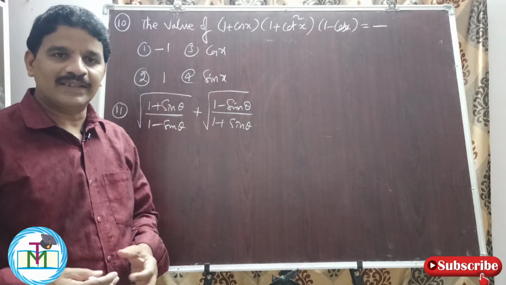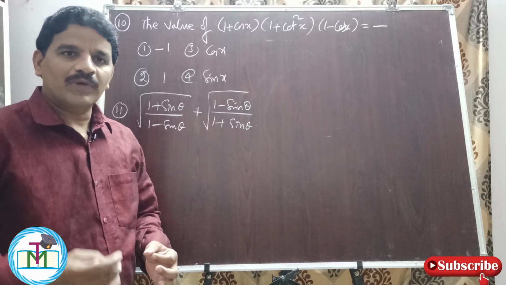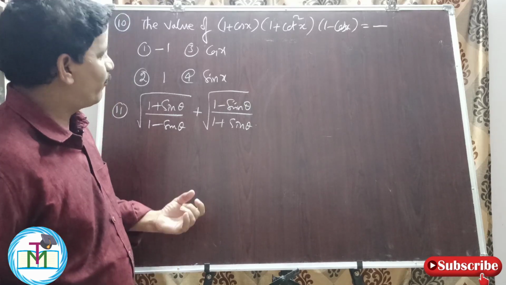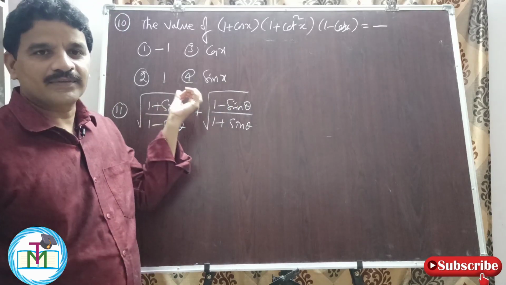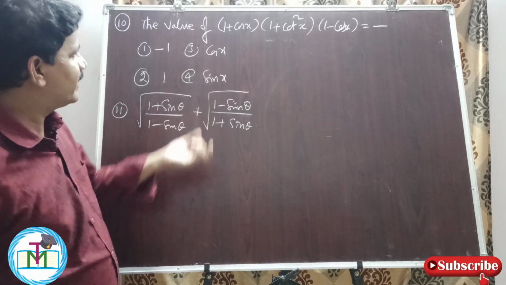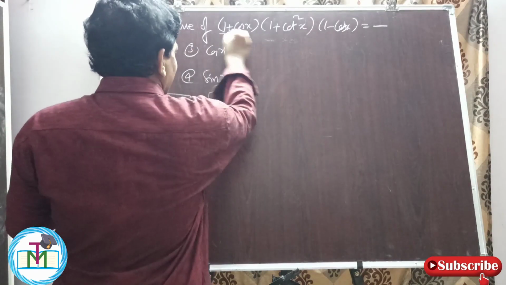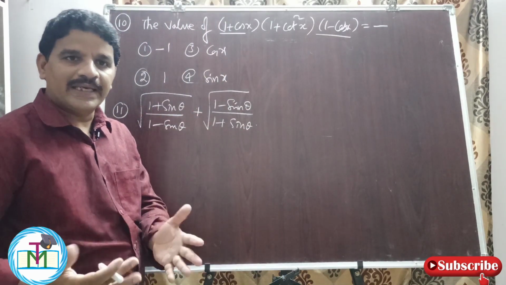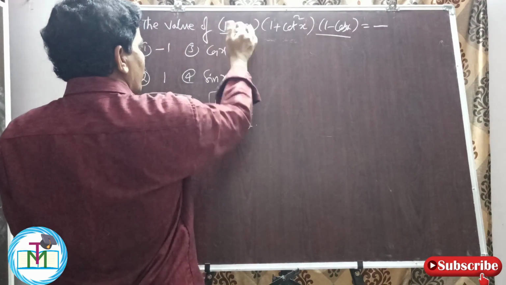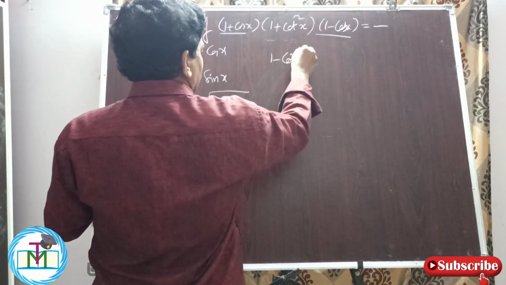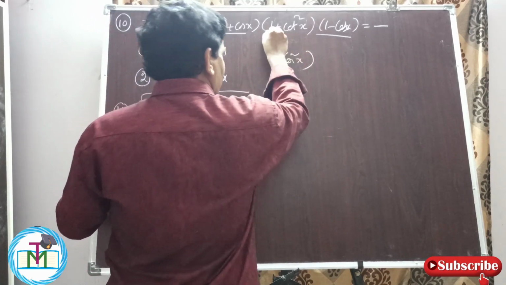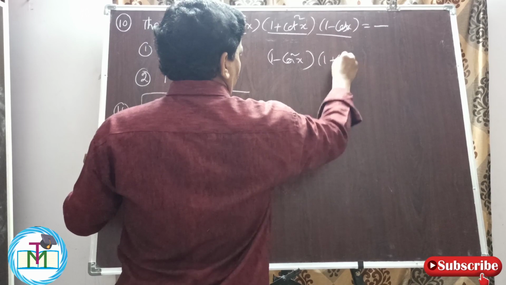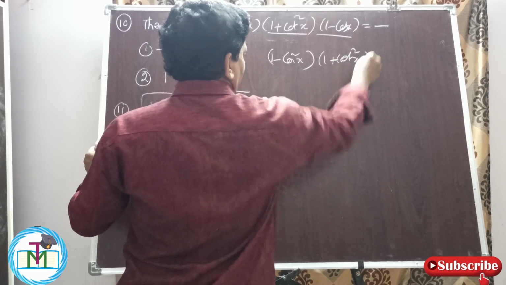Immediately you have to think about which basic formula, which simple formula, is helpful to find the answer very quickly. So right here, (1 plus cos x) into (1 minus cos x) means (a plus b) into (a minus b), a square minus b square, means 1 square minus cos square x, into what is remaining there? 1 plus cot square x.